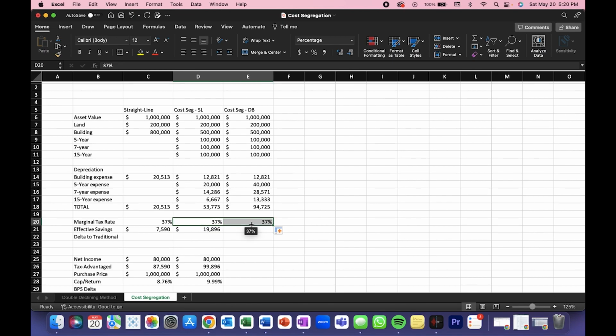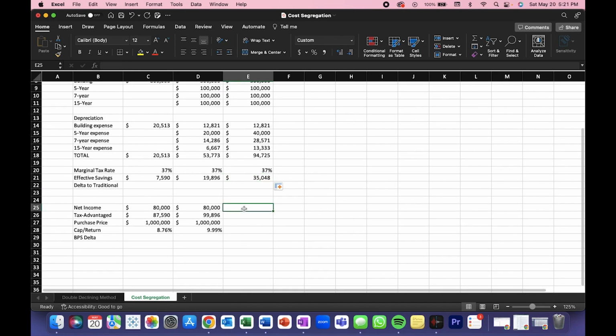So what does this look like for your back pocket, for your bottom line? Well, now you are saving $35,000 directly to your back pocket that you are not paying to Uncle Sam. At that same $80,000 net income, your effective tax advantaged income is now $115,000. Same $1 million purchase price is going to give us an 11.5 cap return. Guys, if you are buying a building that you think is an 8 cap, but in reality you can use a tax advantage strategy to turn it into an 11.5 cap, there is nothing that you can't do in real estate.